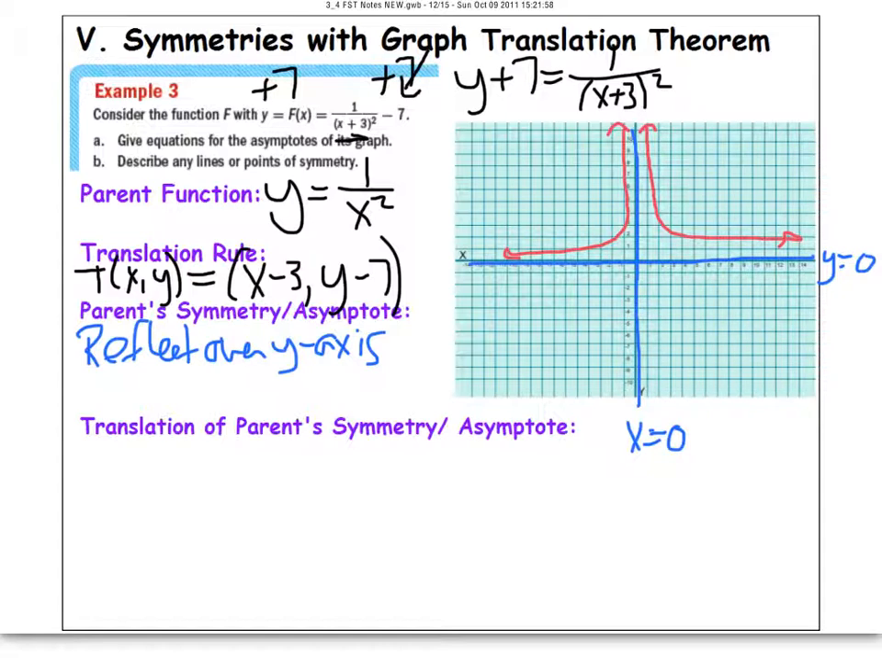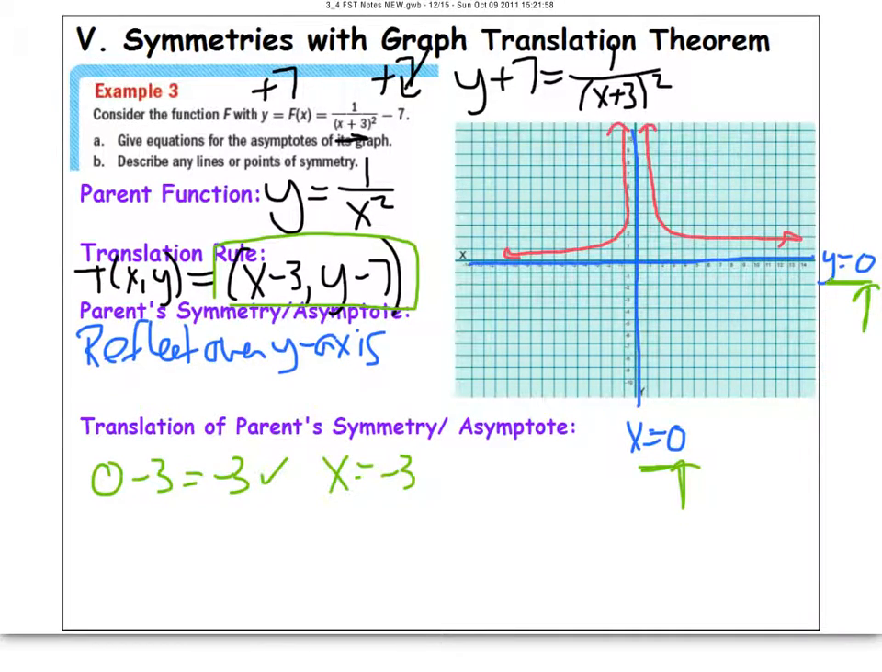Okay, now let's switch gears and look at translating this and seeing where it lands. A couple things you can do. You can use this ordered pair rule. If the old asymptote was at x equals 0 and y equals 0, put 0 in for x and 0 in for y and see where it moves to. So 0 for x would say the new asymptote goes to x equals negative 3. 0 for y would say that one is going to move to y equals negative 7.